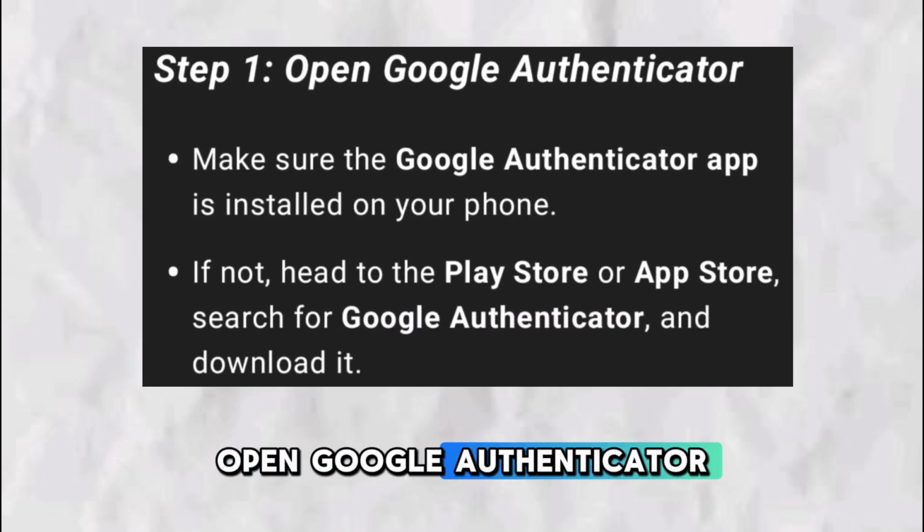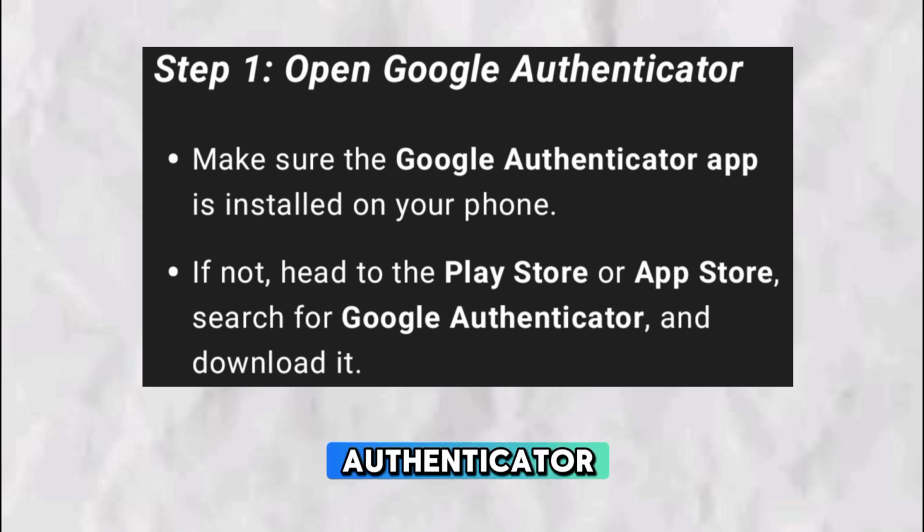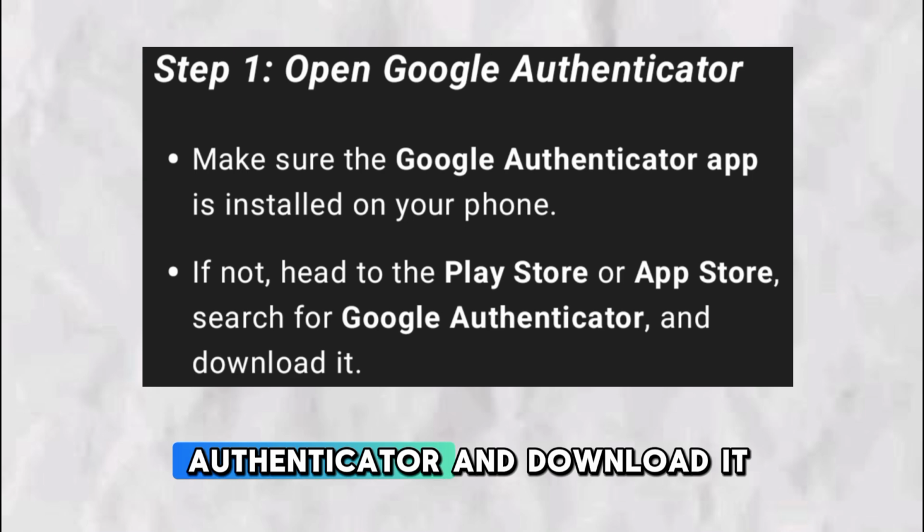Open Google Authenticator. Make sure the Google Authenticator app is installed on your phone. If not, head to Play Store or App Store and search for Google Authenticator and download it.